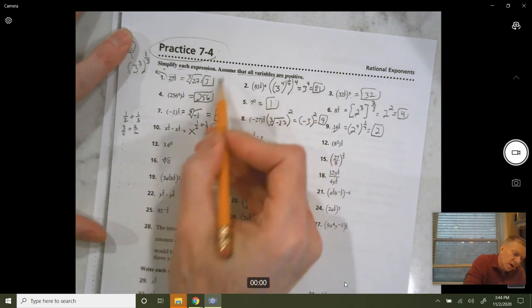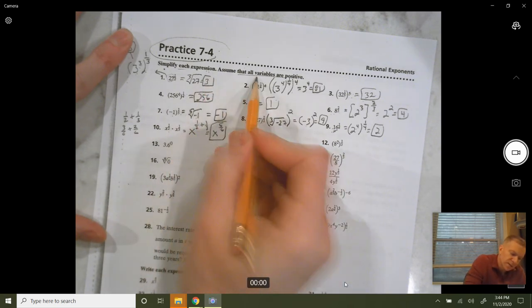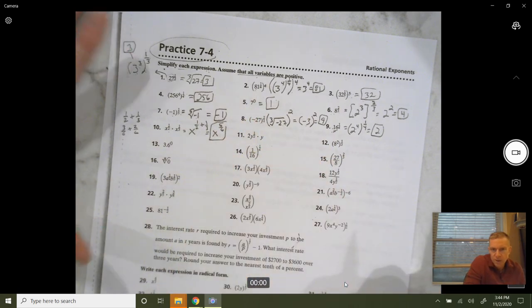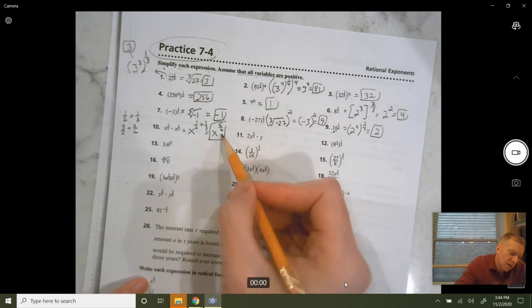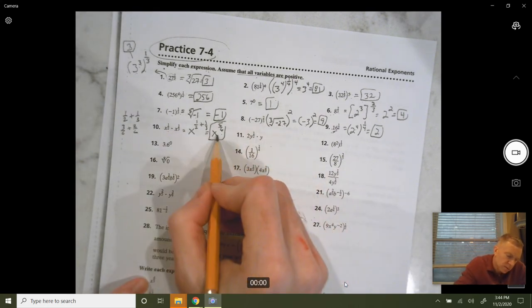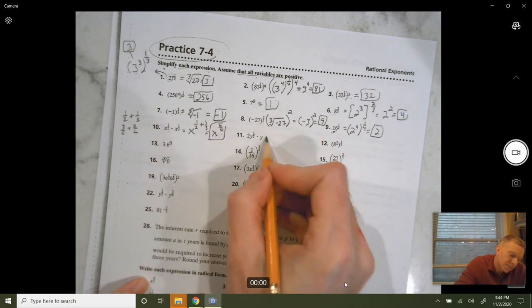Notice here, it doesn't specify to leave your answer in any specific form. You don't have to leave it in radical form. You can leave it in as a power with a rational exponent.